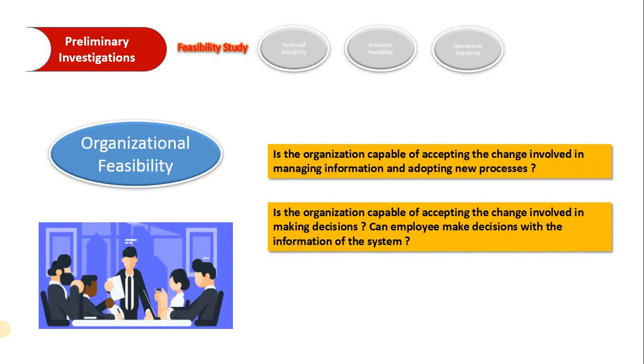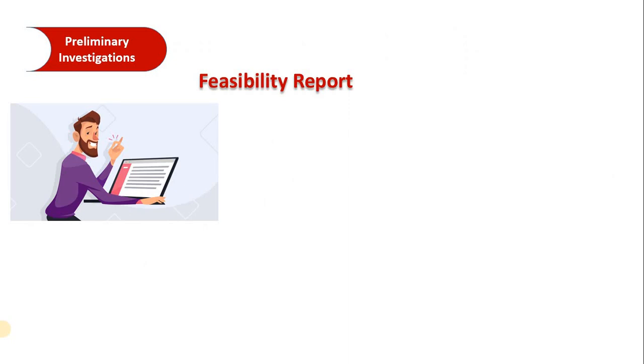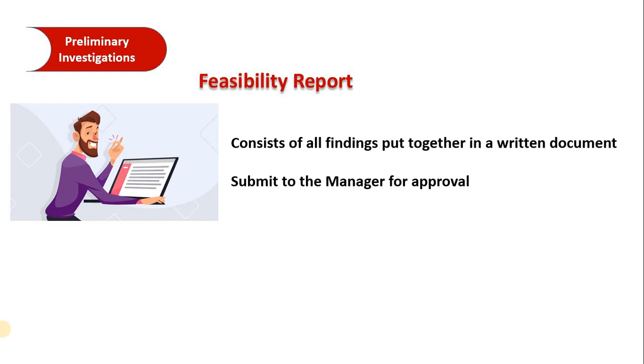At the end, your last step is organizational feasibility. Is the organization capable of accepting the changes involved in managing information and adopting new processes? Is the organization capable of accepting the changes involved in making decisions? So if you meet all these feasibilities, at the end, a feasibility report is given to the top management with all the criteria you found as a system analyst. If your feasibility study report is okay with the top management, you are done.